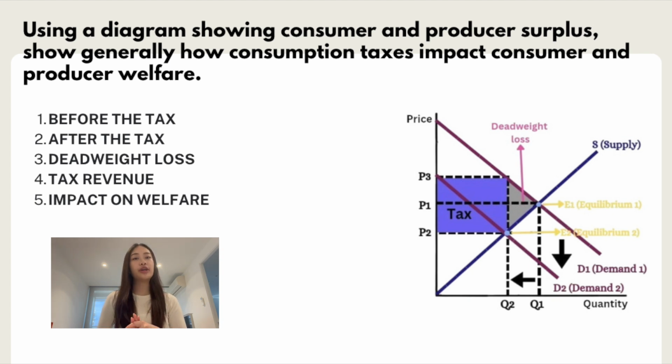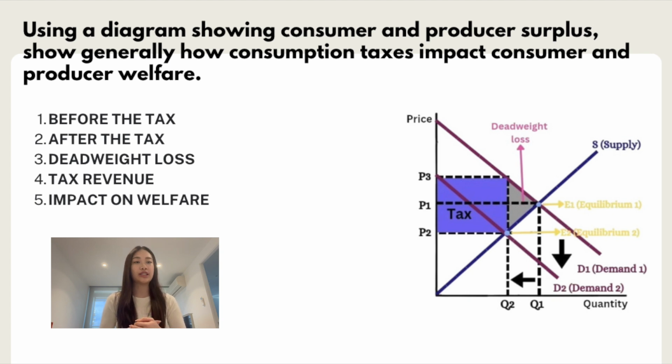Then the fourth point, we have the tax revenue. The government collects tax revenue that comes from the difference between what consumers pay and what producers receive, shown as the rectangle between P2 and P3. And lastly, what I want to talk about is the impact it has on welfare.